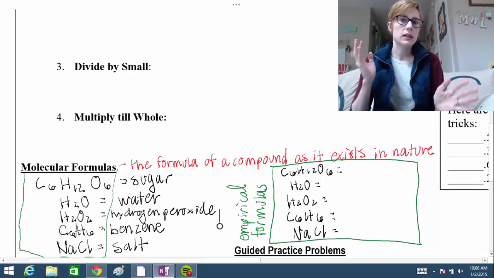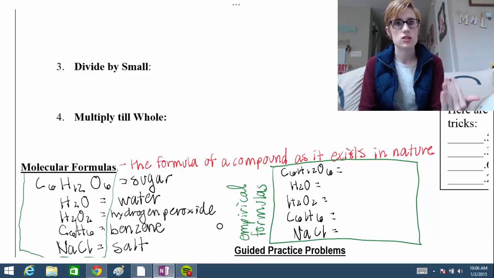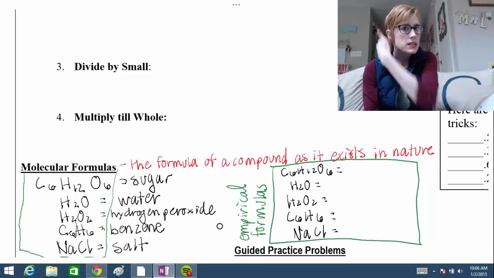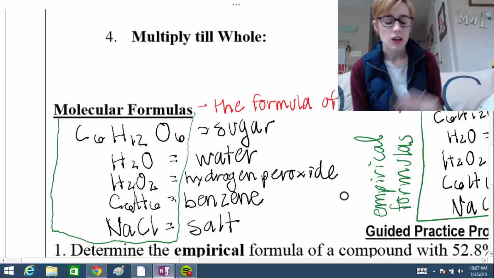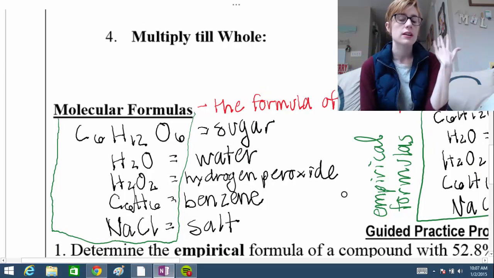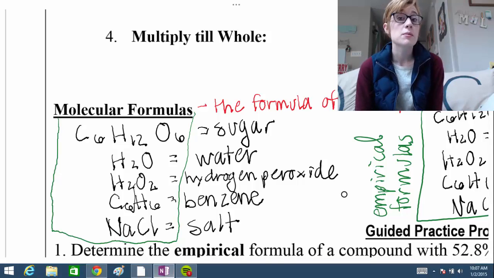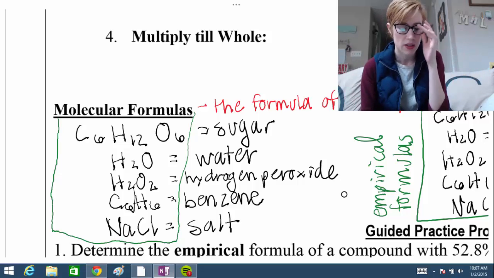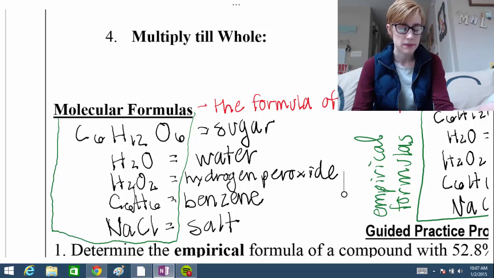A molecular formula is essentially the formula of a compound as it exists in nature. It's essentially just the natural formula. So I have some examples here that hopefully you're familiar with. The first one is sugar. Sugar's natural formula is C6H12O6. Some of you might remember that from biology, but if you don't, just trust me on this. This is the molecular formula for sugar, or the natural formula.